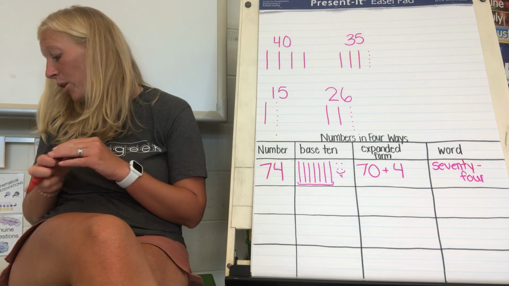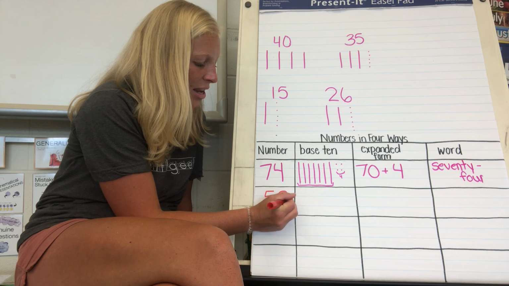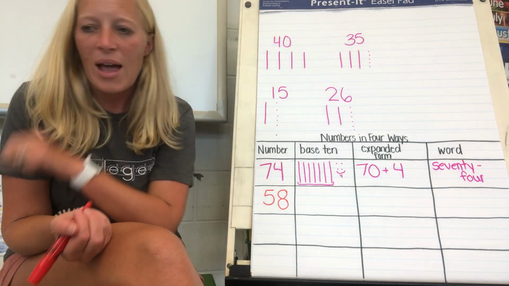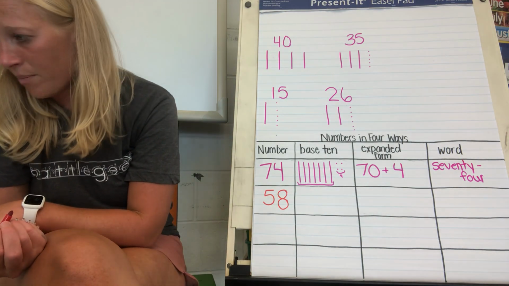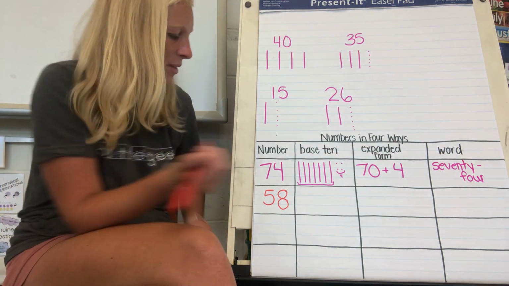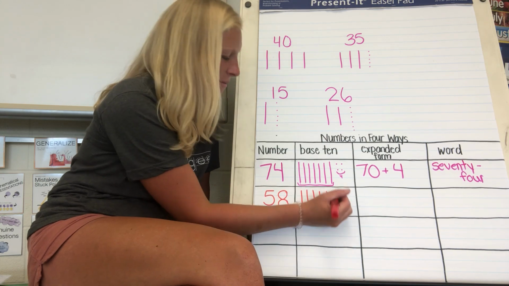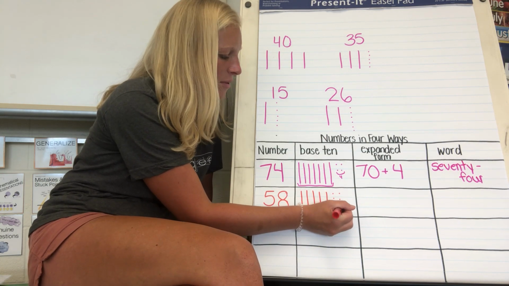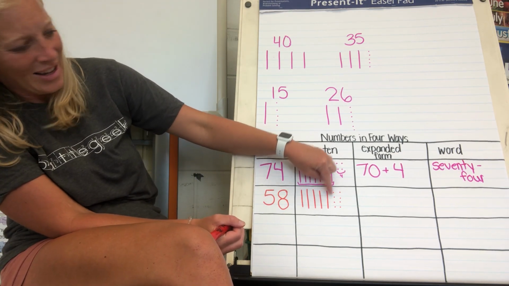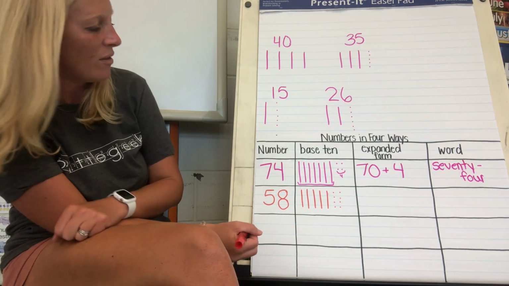All right, our next number is the number 58. Okay, I'm going to ask you guys to all work on it, and I'm going to have you pop it up here and share it with us in just a second. Five tens, 10, 20, 30, 40, 50, 51, 52, 53, 54. Good job. And you keep going to 58.